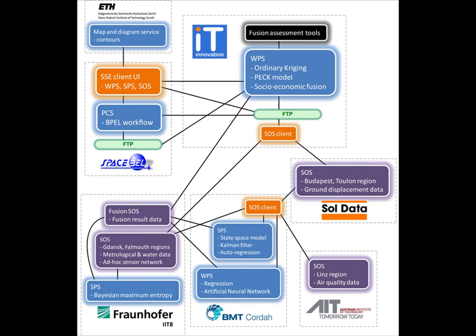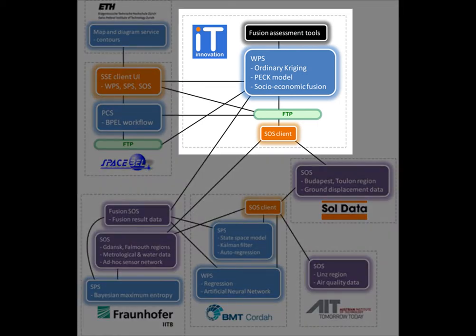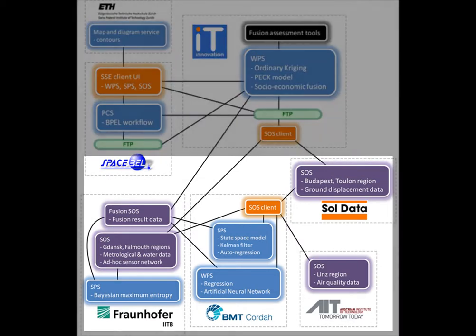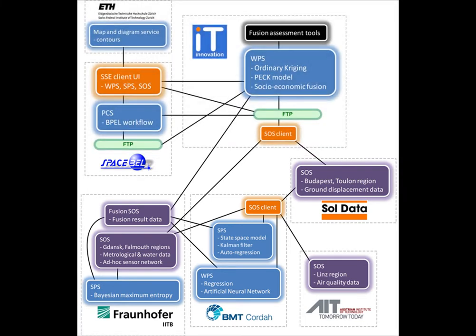The fusion architecture used throughout this demonstration comes from a variety of components built by the partners within the SANY project. From IT Innovation, we have a web processing service which hosts a variety of fusion algorithms, for example kriging. This web processing service has as input data access to a number of sensor observation services where the sensor measurements are stored ready for use.